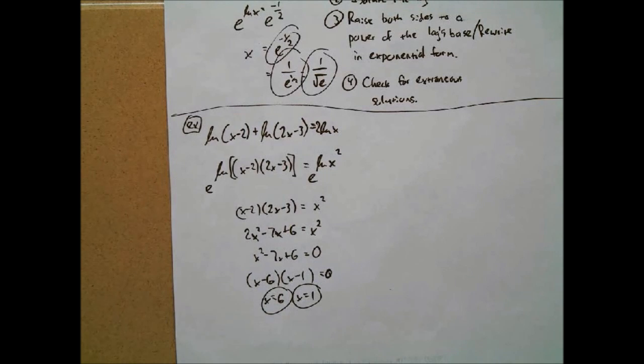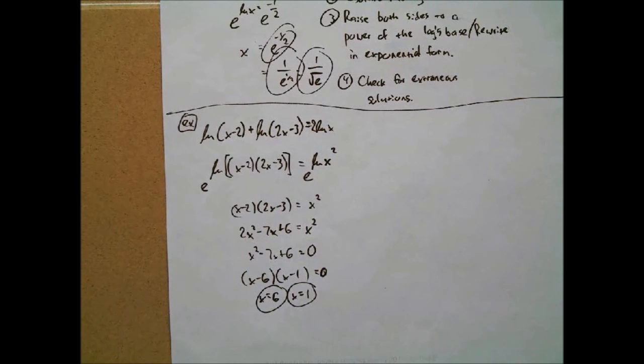So 6 and 1 are our solutions, right? No. Well, right. Now let's check those extraneous solutions. So I put in 6 into the first thing. 6 minus 2 is 4. Natural log of 4 is what we got there. 2 times 6 is 12, minus 3 is going to be 9. So I have natural log of 6 plus natural log. Maybe I should just show this here.